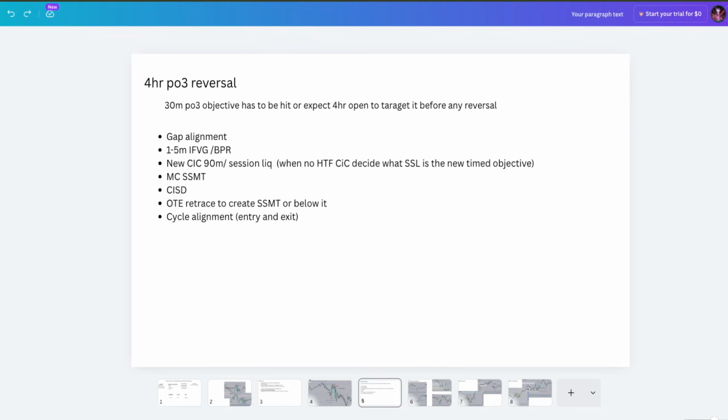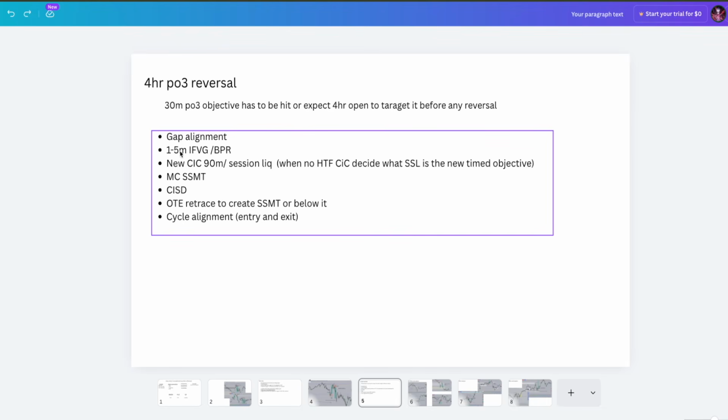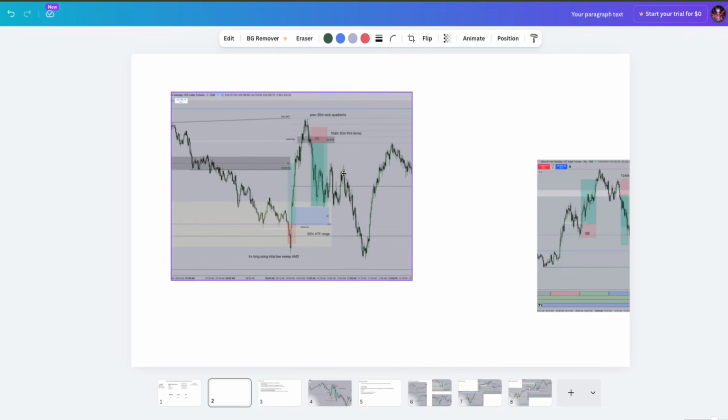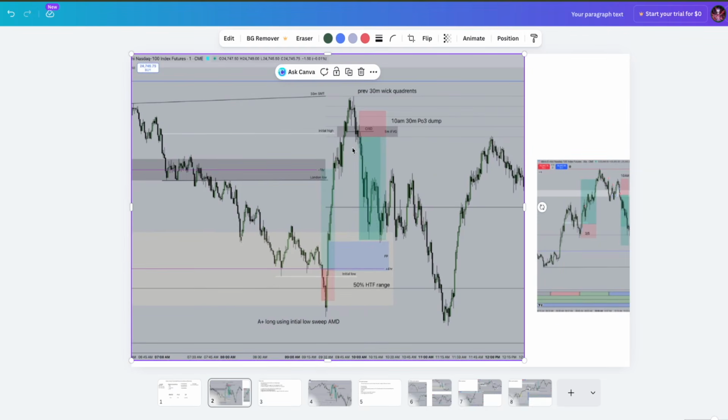So right here I mentioned 1 to 5 minute gap BPR. This would be great for that inversion, what I want to see in that area. Same thing that we had right here. Here's our 5-minute gap. And then our CSD was right inside that 5-minute IFEG.